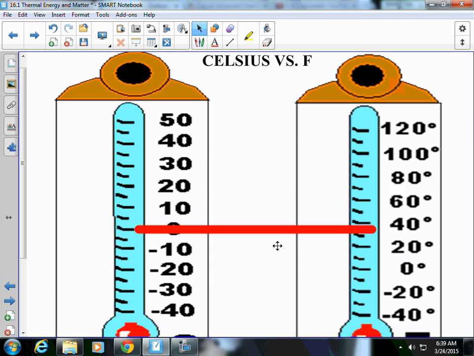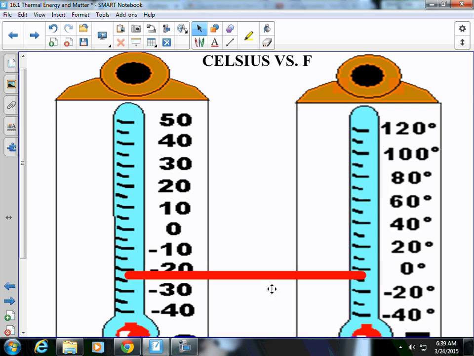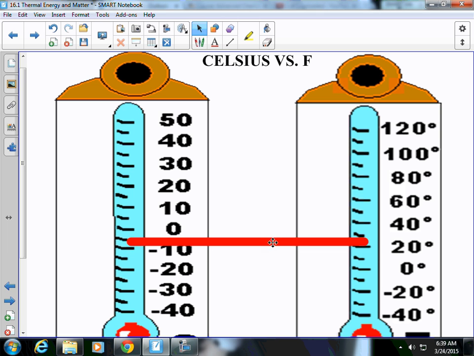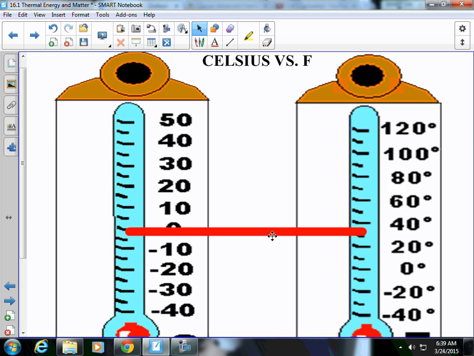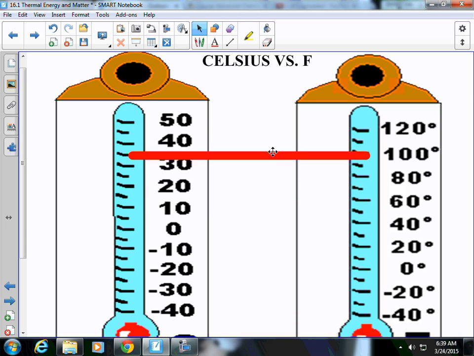So for example, 0 degrees Fahrenheit, which is a really cold day for us, is negative 20 Celsius. Freezing, which we know is 32, is 0 degrees Celsius. And a really, really hot summer day in Minnesota, which would be 100 degrees, would be right around 36, 37 degrees Celsius. So Celsius doesn't do a very good job of measuring temperature for weather purposes, but for science purposes it does a fantastic job.